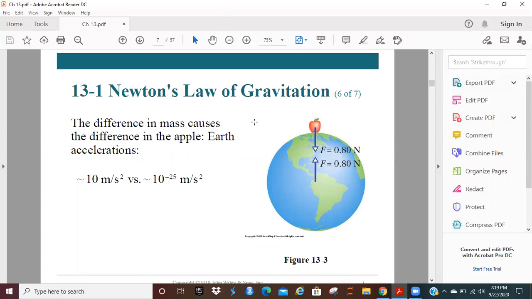The difference in mass causes the difference in the apple-Earth accelerations. In other words, while the force that you may experience between the two is going to be the same, the accelerations are going to be quite different. Acceleration of the Earth towards the apple will go largely unnoticed. The acceleration of the apple towards the Earth, on the other hand, is far greater, and that's because of the difference in the masses.